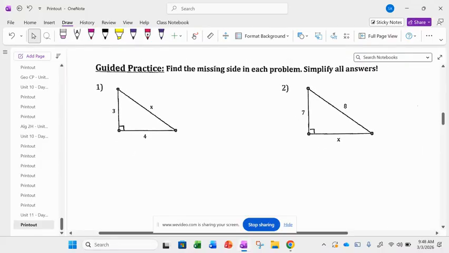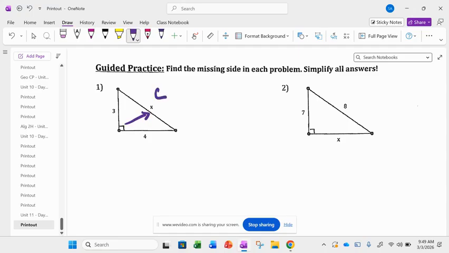All right, so the directions say, find the missing side of each problem, simplify all answers. Remember, the Pythagorean theorem, a squared plus b squared equals c squared, only works if it's a right triangle. And how do we know if it's a right triangle? It must have a right angle in it. So all these problems will have right angles in them. Don't you worry. So now I have to recognize which side has to be c.